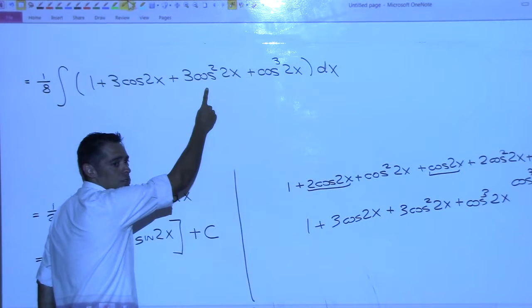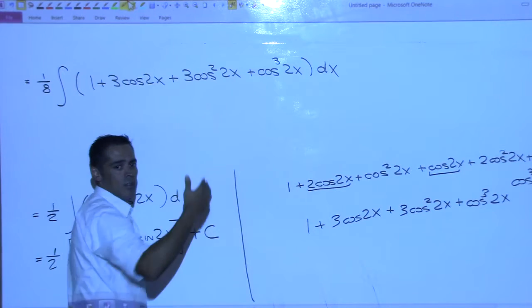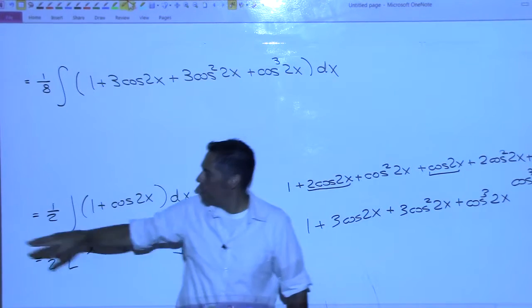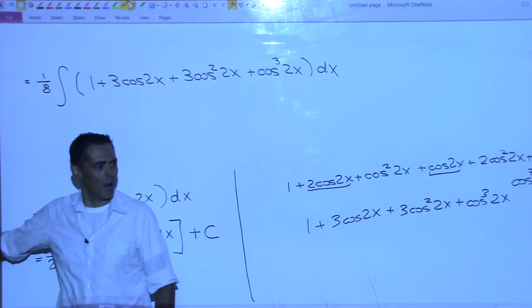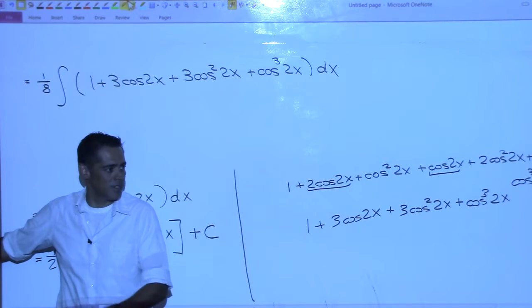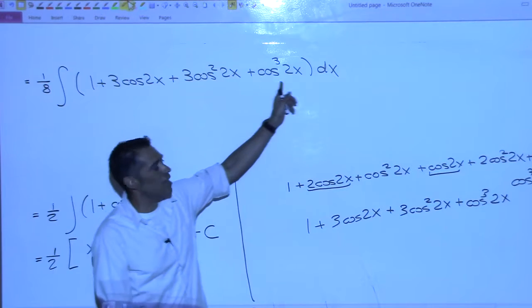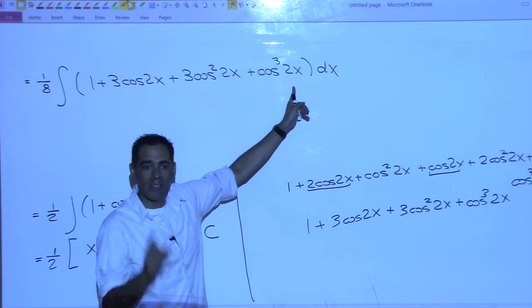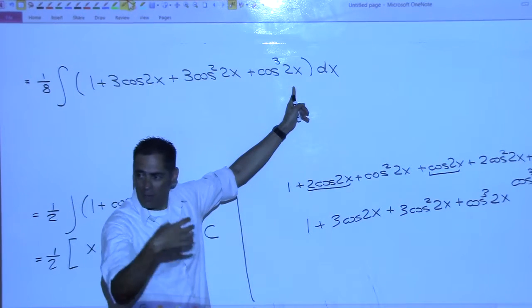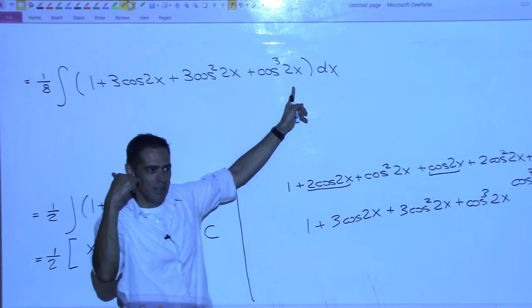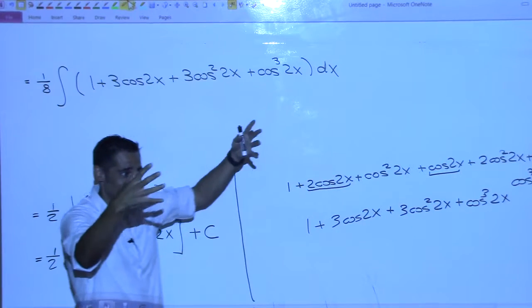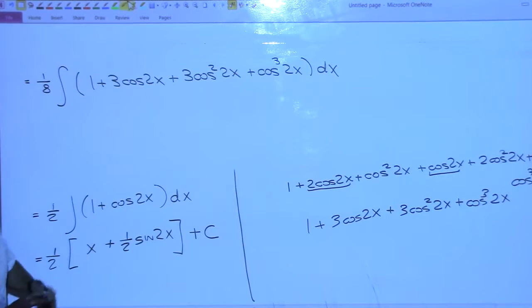Uh-oh. Cosine squared 2x. How do we handle cosine squared? We have to use this, right? So we're going to have to do this, but didn't we start the problem by doing this? Okay, so we're going to have to do this again. And then cosine cubed. That's an odd power, so I can peel a cosine off and do what I did before we started this problem. You see that? So I've got a lot of work to do here.